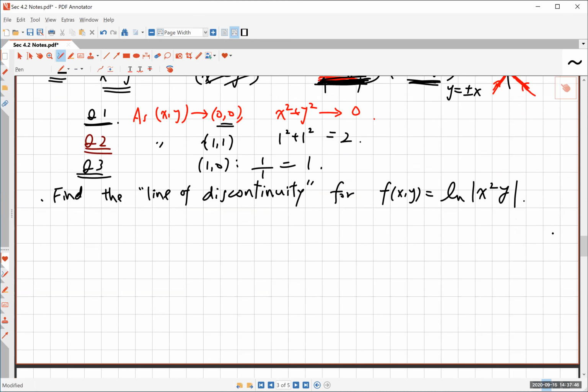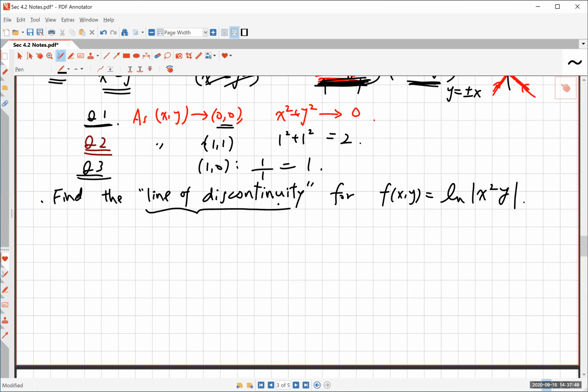All right, now the line of discontinuity, basically, this is a phrase that you will see in your assignment. It's basically the set of all points where the function is discontinuous. And in this case, it turns out to be a line or lines of discontinuity. Okay, so where is this undefined? Because of the absolute value, this is almost always defined. Because x squared y could be negative, but if x squared y is negative, the absolute value sign will make it positive, and the natural log is defined here.